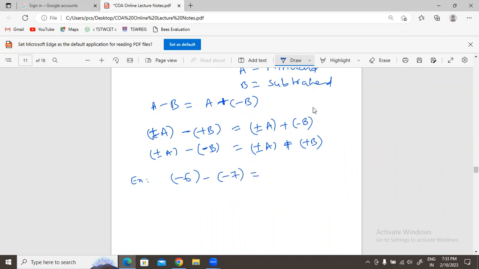Now what is the answer actually? What is minus 6 minus 7? If you add minus 6 and minus 7, what is the answer?